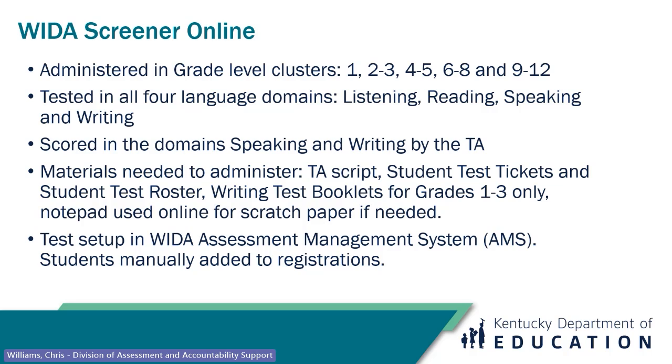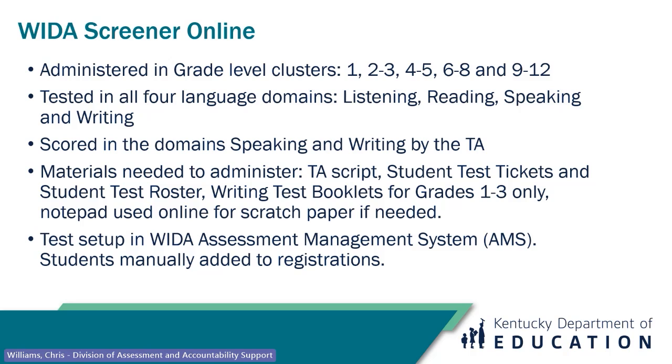Now let's move up to the WIDA screener online. With this one, you can see the grade levels that it's administered. It is administered in all 4 of the language domains. Also, it is scored by the TA in speaking and writing. Once the TA has gone through the training course and taken the quiz on the WIDA Secure Portal, the DAC will go into WIDA AMS and give them what they call educator scoring. And that is what you're going to need for that TA to be able to score that student's scores in WIDA AMS.